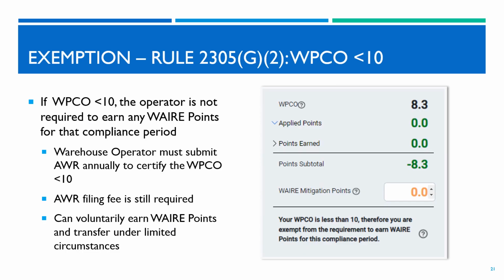If the WPCO is less than 10, the warehouse operator is not required to earn any WAIRE points for that compliance period, but is still required to submit an annual AWR. The AWR filing fee is still required for the submittal. The warehouse operator must submit an AWR each year to certify the WPCO is less than 10. The warehouse operator can voluntarily earn WAIRE points and transfer them under limited circumstances.